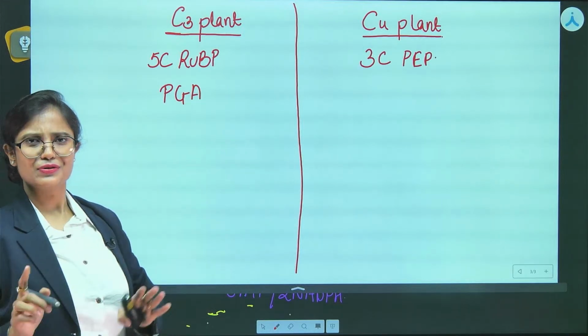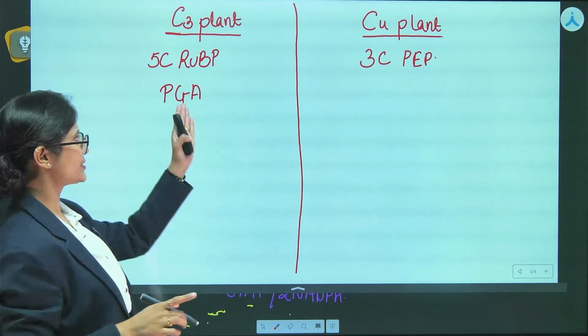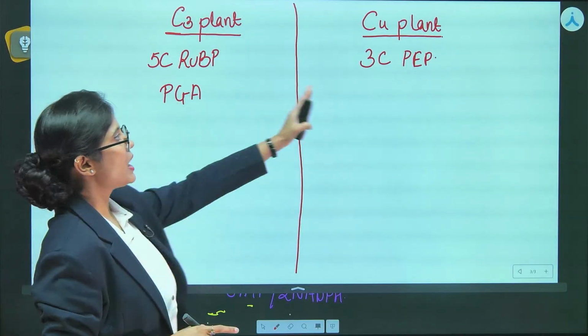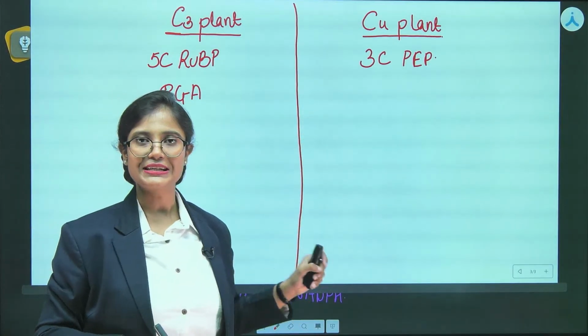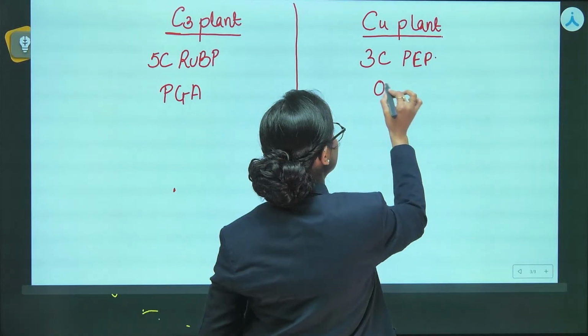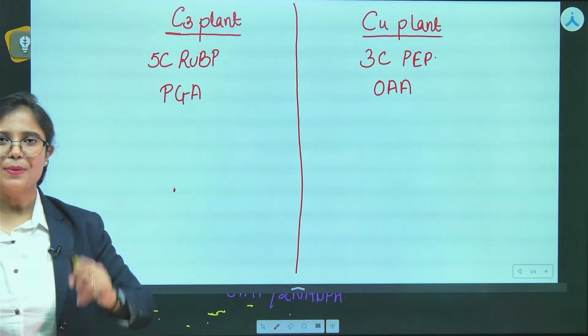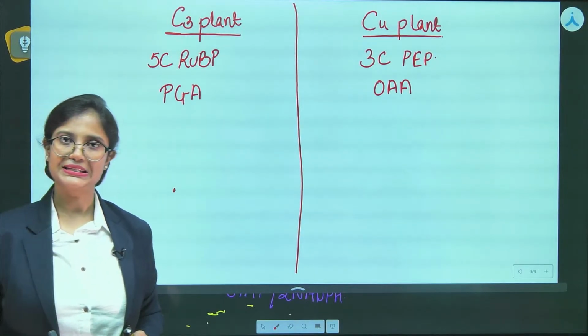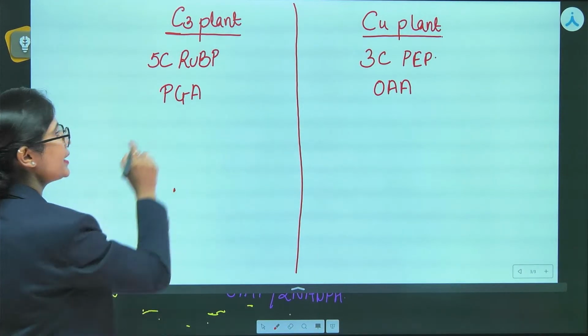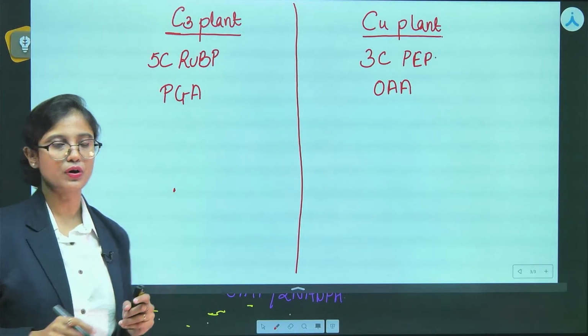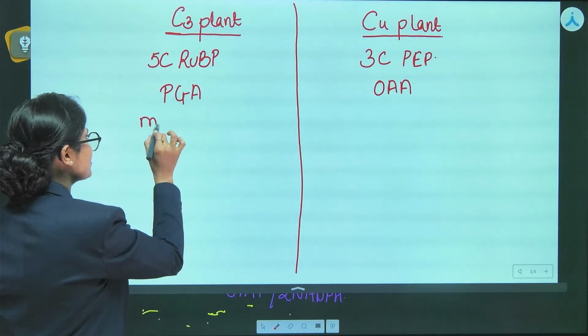Please don't get confused with phosphoglyceraldehyde because this is acidic compound. Now in the C4 plant, the first stable compound is 4-carbon, that is oxaloacetic acid. If we talk about the cells which are involved in the C3 and the C4 pathway, so here only one cell is involved, that is mesophyll cell.